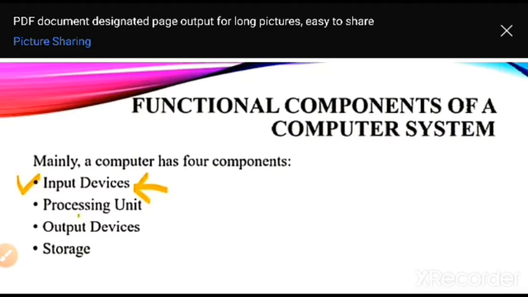First we have input devices. What are input devices? Input devices are the devices with the help of which we can input data into a computer.